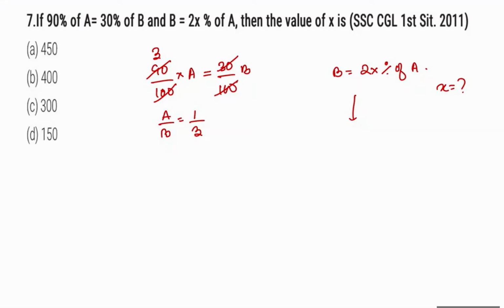B is equal to 3 times of A. So B is 3 times of A, and that is equal to 2x% of A.